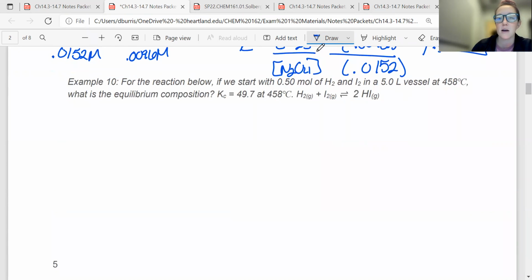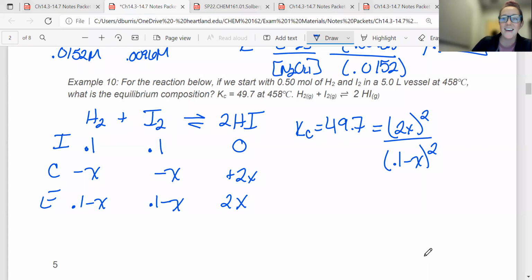Pause it, give it a shot, and come back and look at the work that I have. Okay, so what you might have noticed in this one is the other piece of information I gave you is the K value this time, not one of the equilibrium concentrations. So I actually haven't finished this yet. I got my ICE table all set up, make sure your ICE table is right. And I have 49.7 equals, and then what I did is I substituted in these values in my K equation.